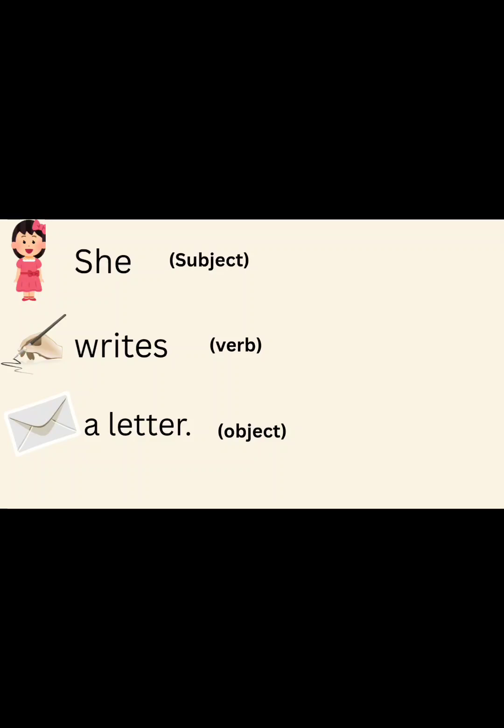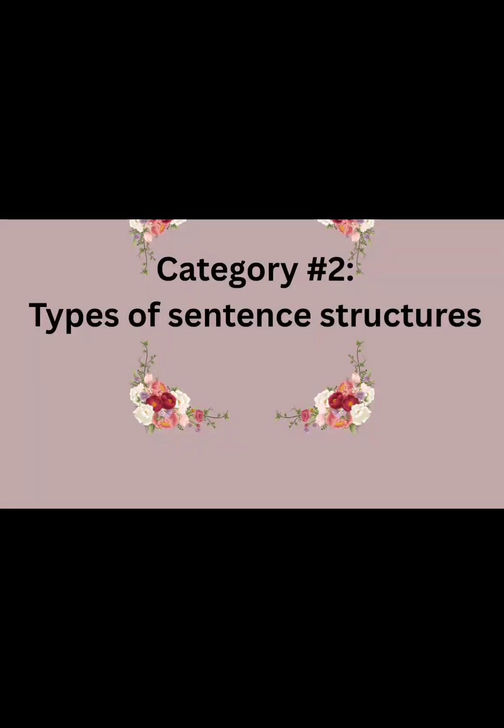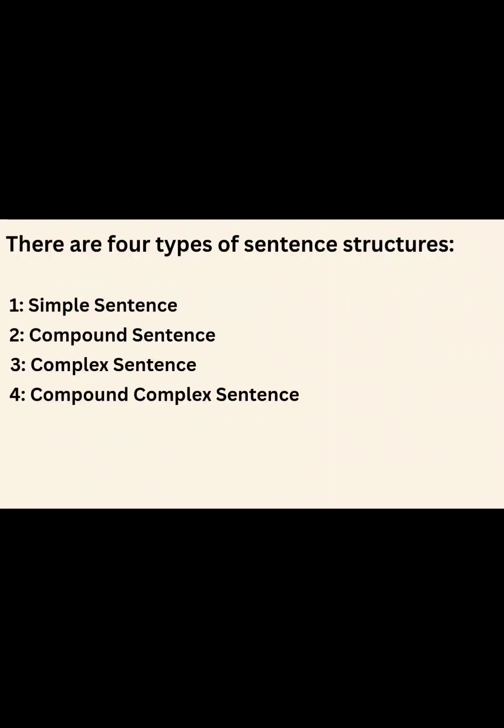The subject is the one the sentence is about, the verb shows the action, and the object shows who or what receives the action. Practicing this will make your communication clear and effective. Now let's move on to category 2, the main sentence structures in English, or the types of sentences.